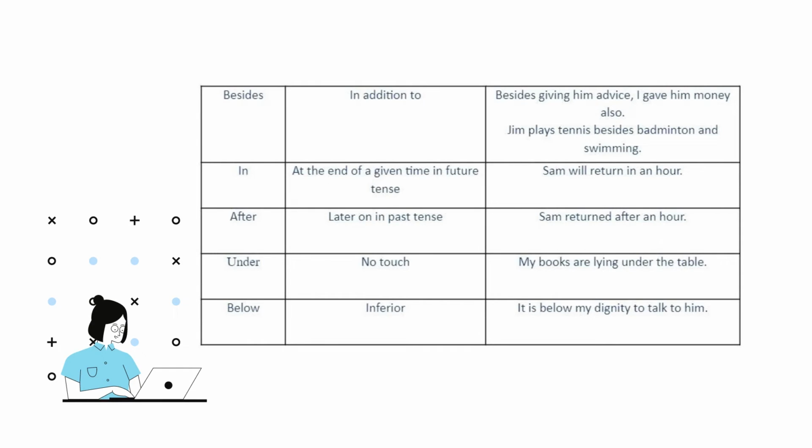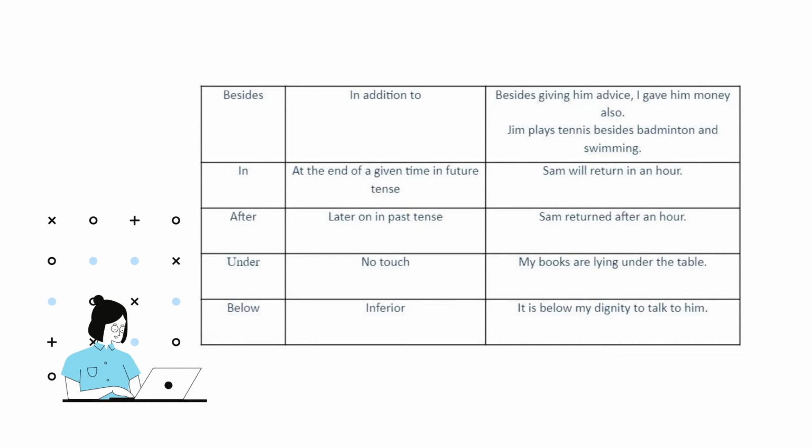Moving towards the next preposition, in. It is used at the end of a given time in future tense. The example is Sam will return in an hour. Here, the preposition in an hour is used for the future tense. The next is after. It is used to show later in past tense. The example is Sam returned after an hour. In this sentence, after is used, but the verb returned is in past tense.